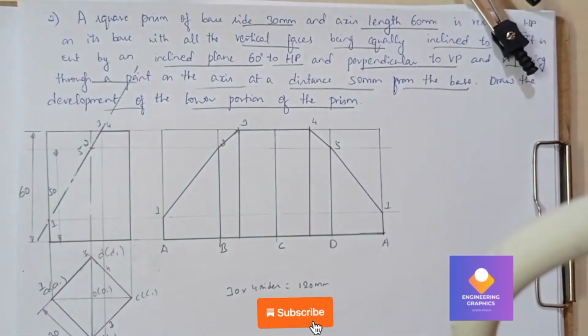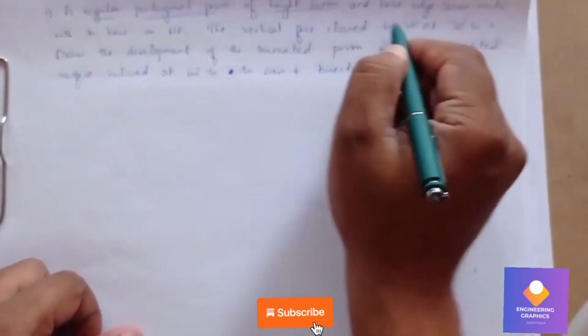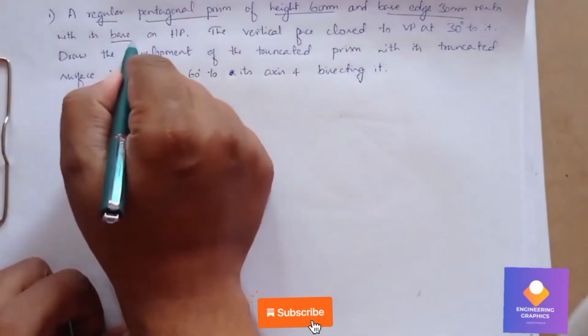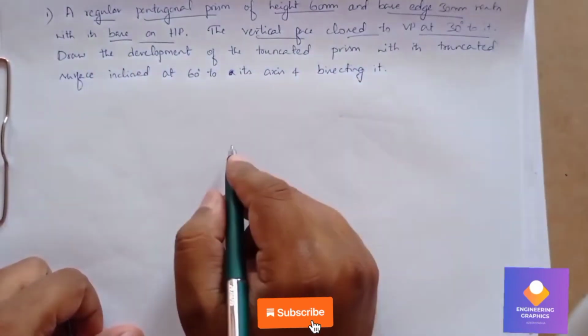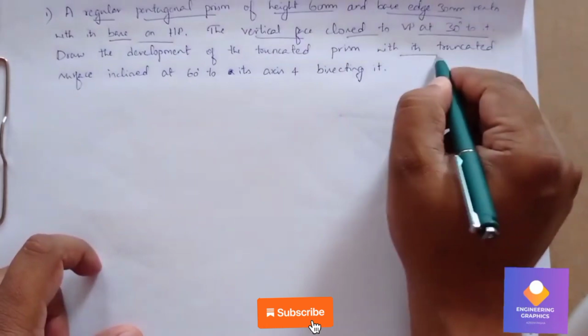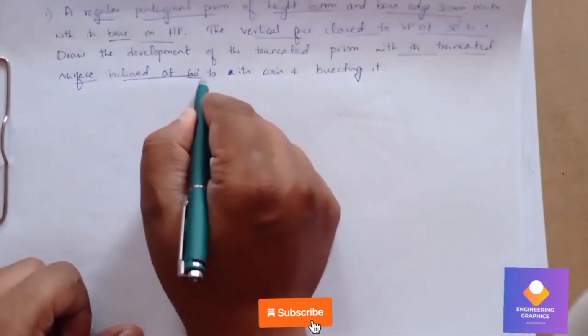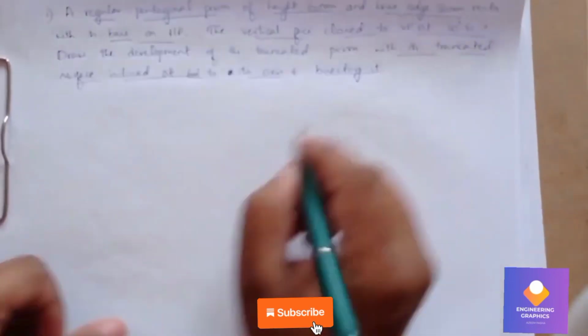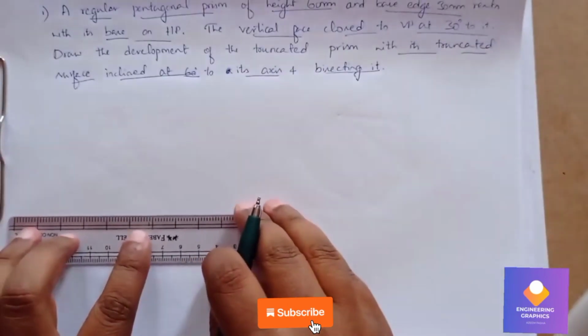Okay, thank you. A regular pentagonal prism of height 60 mm and base edge 30 mm is given, resting on HP with a vertical face close to VP, inclined at 30 degrees to VP. Draw the development of the truncated prism with its truncated surface inclined at 60 degrees to its axis and bisecting it. Bisecting means exactly the middle point we need to consider.